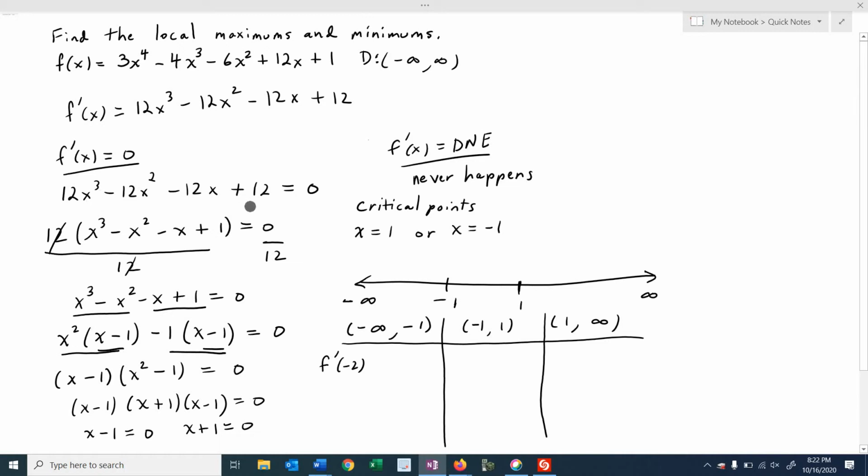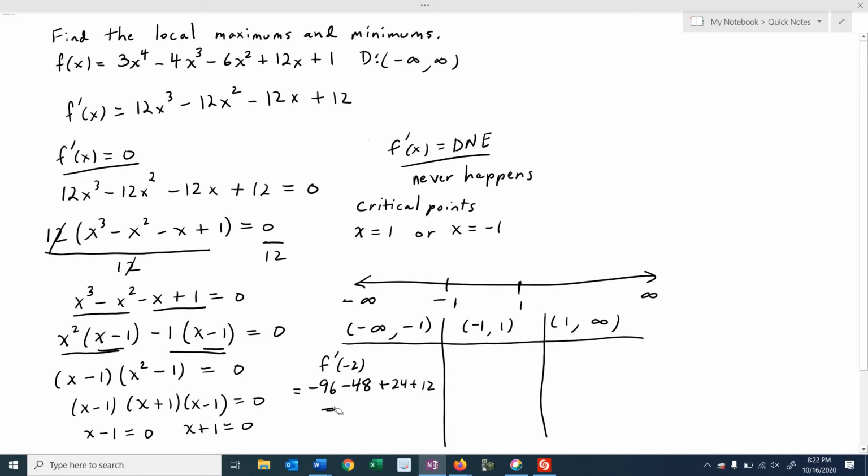Now when you plug negative 2 into the derivative, right, you have to plug negative 2 in here, negative 2 in here, and negative 2 in there. And so it looks like you're going to get negative 96 minus 48 plus 24 plus 12.